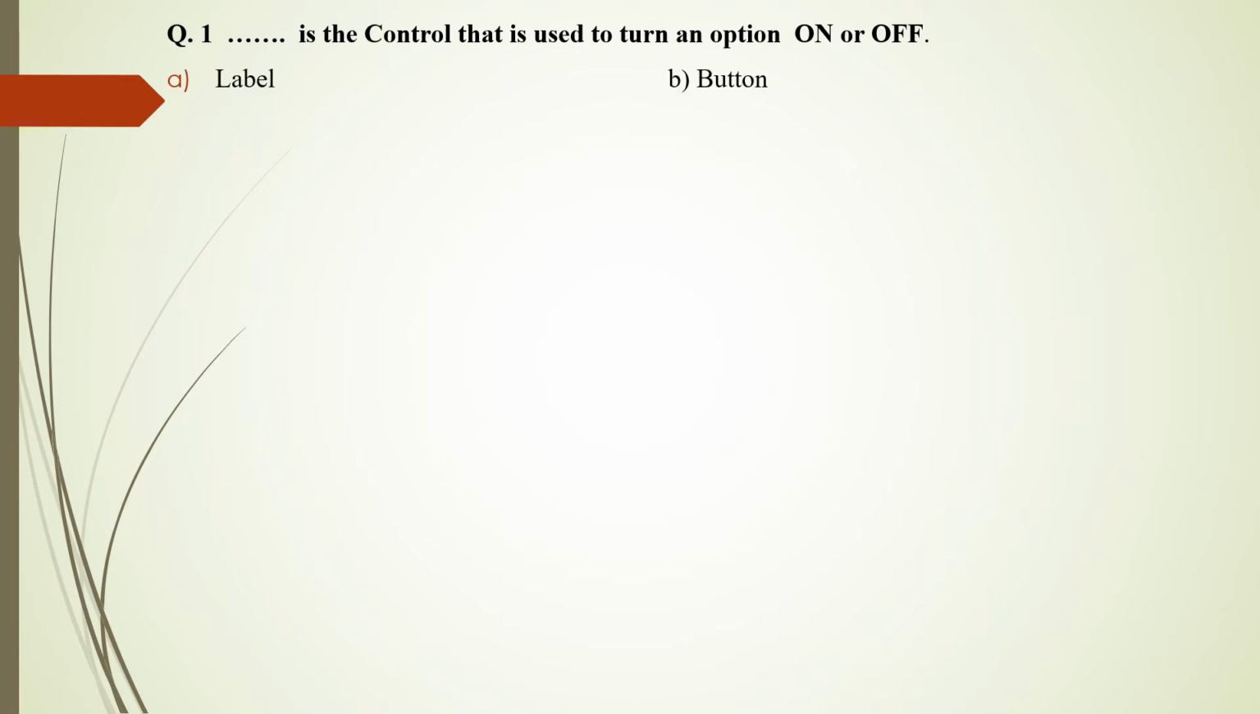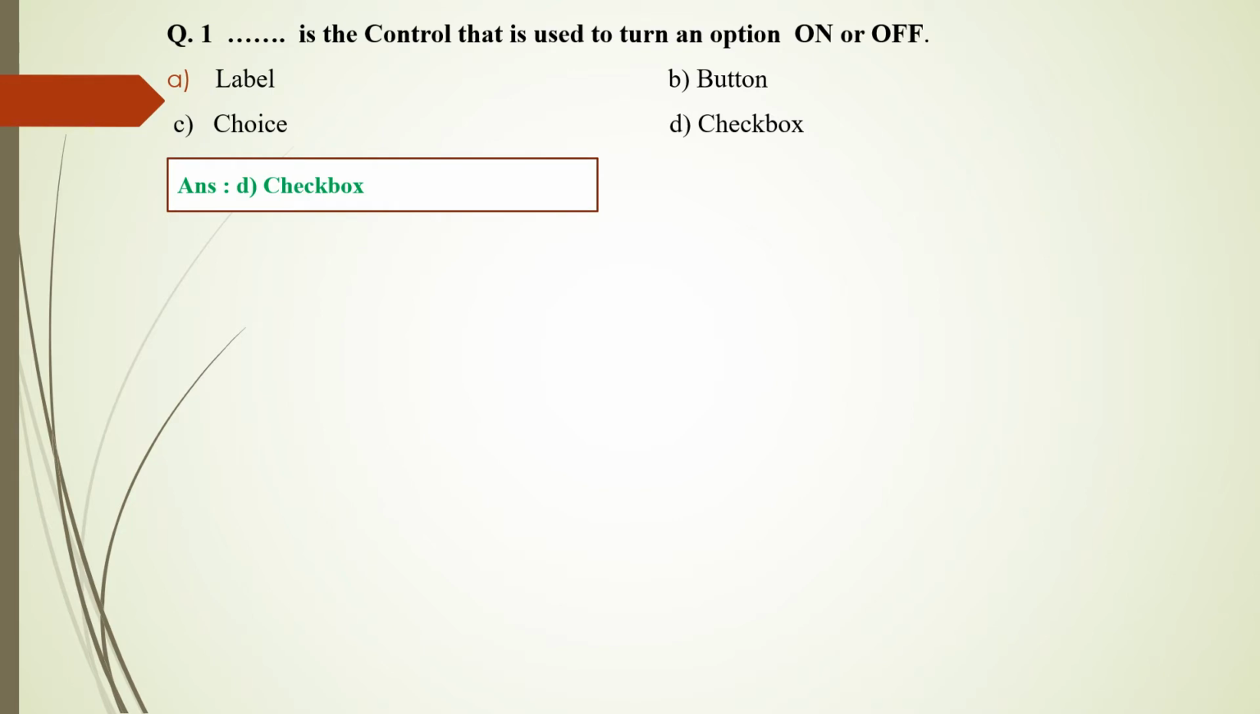Now we have some MCQ questions. The first question: dash dash is the control that is used to turn an option on or off. The options are label, button, choice and checkbox. The answer of this question is checkbox. Checkbox is the control that is used to turn an option on or off.